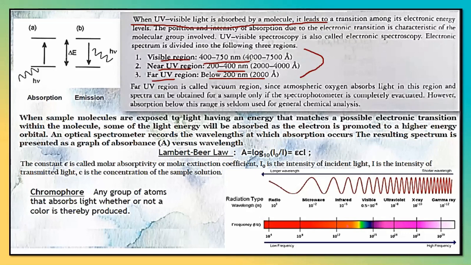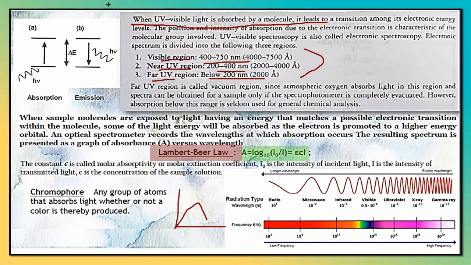Now one question arises: if you are getting this type of graph, there must be some expression with respect to which you are getting the graph. Whenever we try to inculcate this fact, we came across a law called Lambert-Beer's law, and accordingly we have received one equation. This is the Lambert-Beer's equation, that is A equals log10 I0 by I equals epsilon Cl, where epsilon is molar absorptivity or molar extinction coefficient, I0 is the intensity of incident light, I is the intensity of transmitted light, and C is the concentration of sample present in the solution.